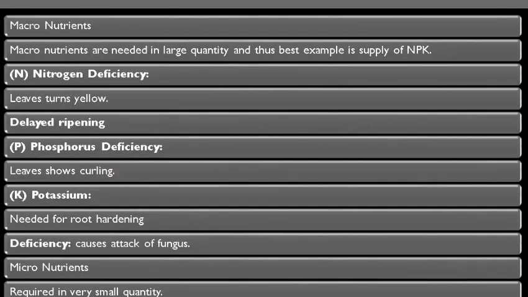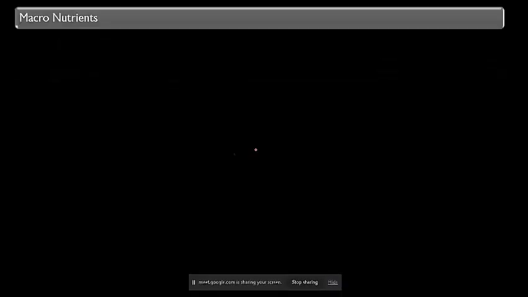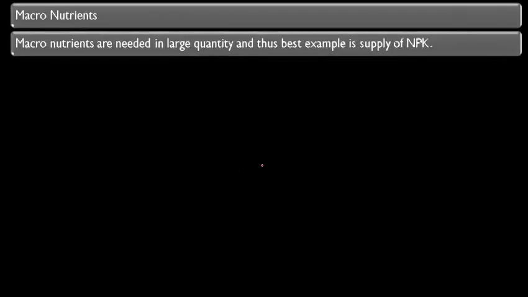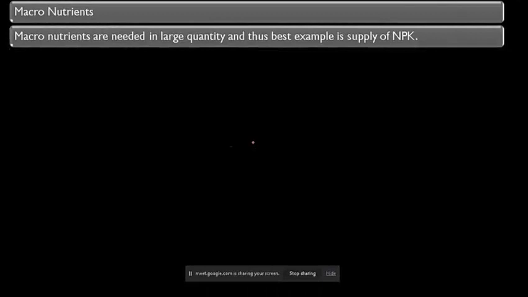Now we are coming to what types of nutrients are required. There are two types of nutrients required: macronutrients and micronutrients. Macro and micro. There are two types: macro and micro. Macronutrients, right? What is the role of macronutrients? Macronutrients are needed in large quantity. That's why their name is macro, of course. If micro means small quantity, macro means large quantity.